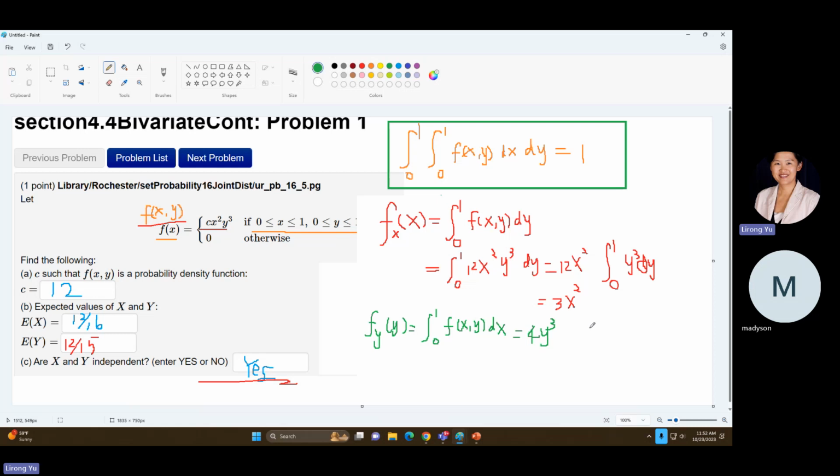So you can see these two marginal densities multiplied together equal the joint density, which is 12x squared y cubed. That verifies that they are independent, because f of x times f of y equals f of xy. That shows the joint density equals the multiplication of the marginal densities. That confirms the variables are independent. Any questions?